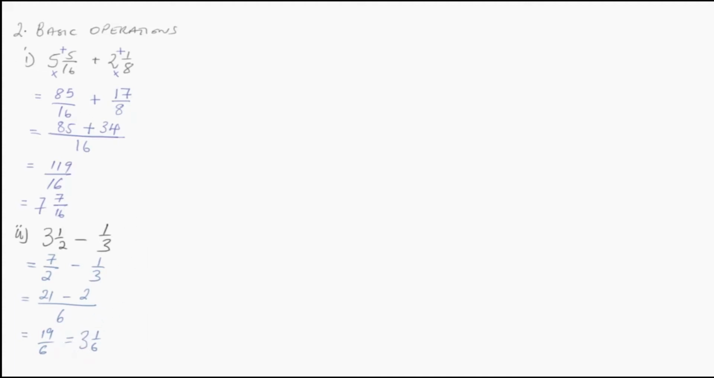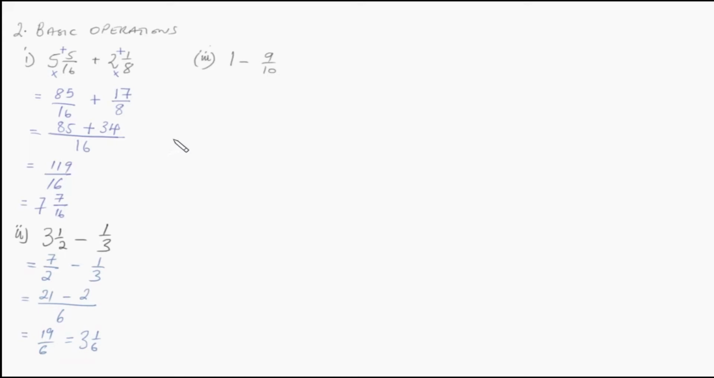Now, this is basically the procedure if you are adding or subtracting fractions. You just find the LCM, the lowest common multiple. Let's look at this one. You have 1 minus 9 over 10.